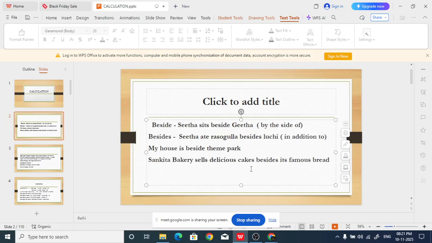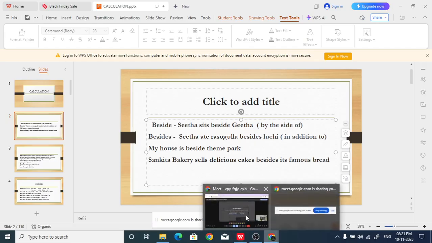Sir, another sentence from beside is: he stood beside the river. Yeah, okay. Beside the river. Very good. Next. Besides. No problem. So this is how you should differentiate between the words and get the right meaning.